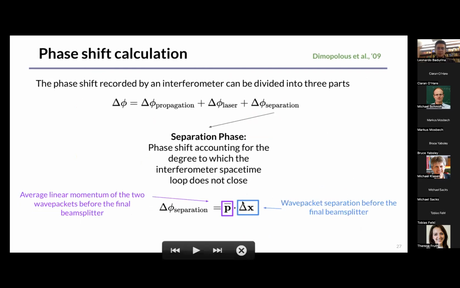Indeed, what I show in blue here, this delta x, is precisely the wave packet separation between the upper and lower paths before the final beam splitter is applied. And this p bar is the average linear momentum of the two wave packets before the application of the final beam splitter. So in a sense, if one were to construct the perfect experiment, one could possibly create the situation in which this wave packet separation is zero, and therefore the separation phase is zero.